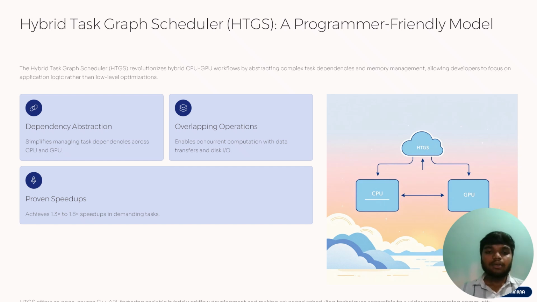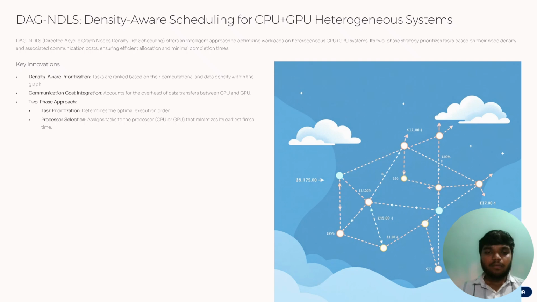Hybrid task graph scheduling, a programmer-friendly model. This can help GPU and multi-cores to work efficiently. DAG and NLDS, distinct aware scheduling of CPU plus GPU heterogeneous systems. And now we are going to see the proper approach.